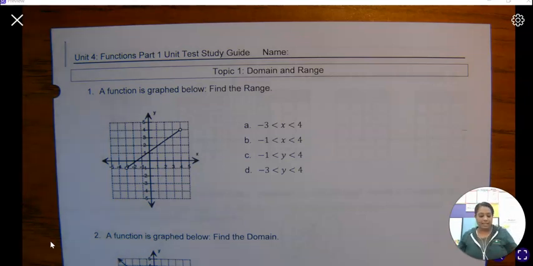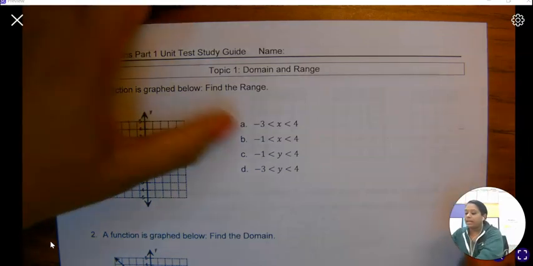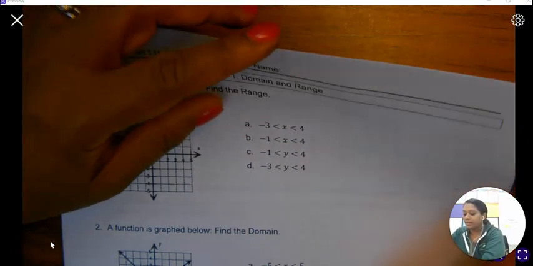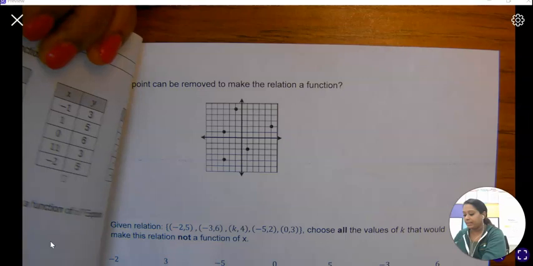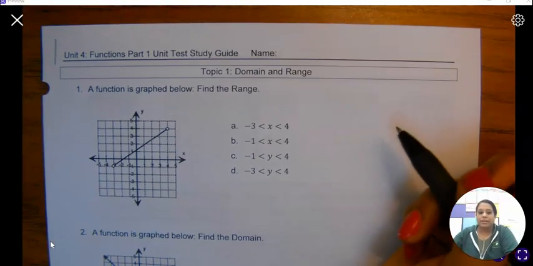Hey class, here is the review for Unit 4, Functions. There's 3 topics in here. The first topic is domain and range, and then we're going to look at functions, and then we'll look at zeros of a function. Okay, so this is how I sectioned off this review.